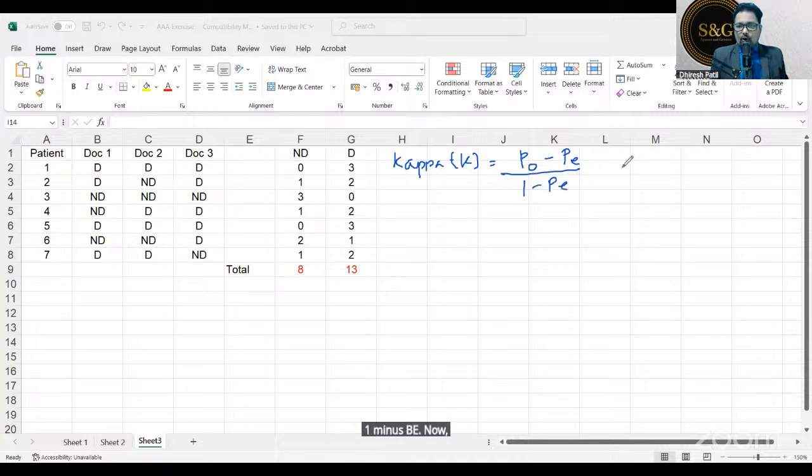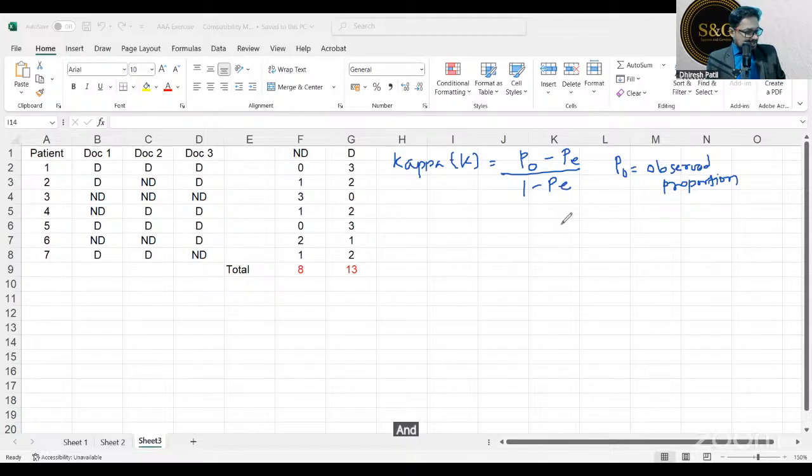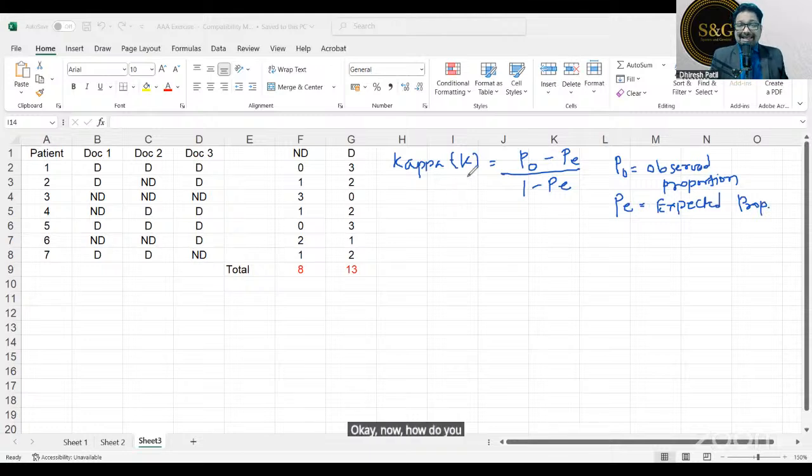Now, what is PO and what is PE? PO stands for observed proportion. PO is equal to observed proportion. And PE stands for expected proportion. Expected proportion. Okay.